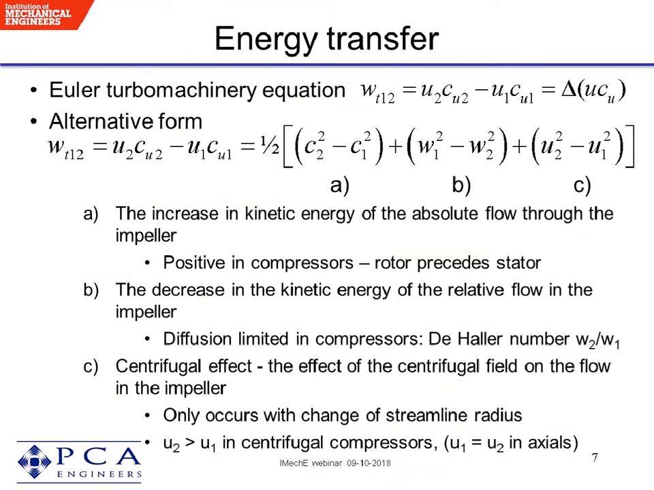And the third term is called the centrifugal effect. This is the pressure rise that arises due to the fact that the impeller is going faster at the outlet with a higher blade speed U2 than it has at the inlet U1. Now this last term doesn't exist for axial compressors. The blade speed at inlet is the same as the blade speed at outlet, and that's the reason why axial compressors can't make such a high pressure rise.